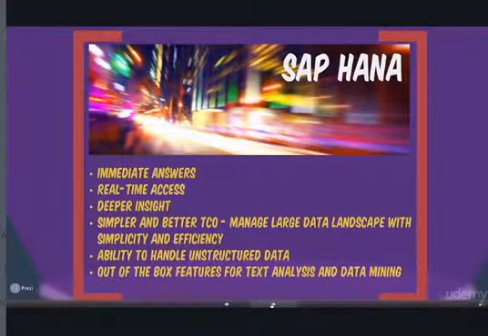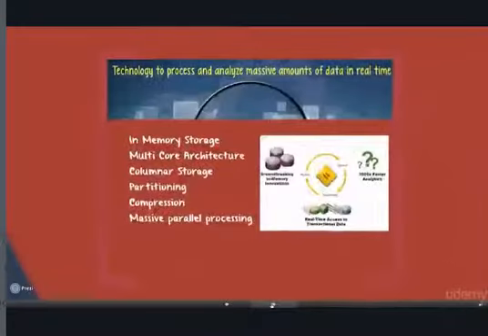Since we are cutting down on the different copies of data and the silos of data, this leads to a lower TCO. We can handle unstructured data in a native way, and HANA has out-of-the-box features for text analysis and data mining. Let's take a look at what features and innovations HANA has. In a snapshot, these are the different innovations which HANA comes with, namely in-memory storage, partitioning, compression, multi-core architecture, and massive parallel processing. Let's take a look at what these innovations are about.